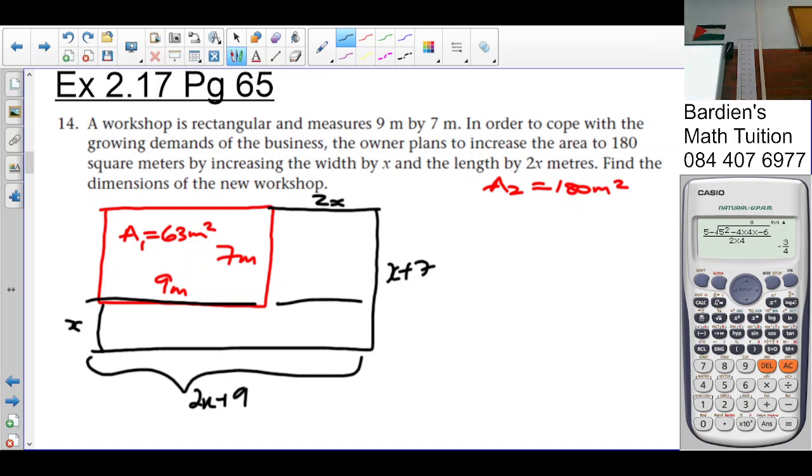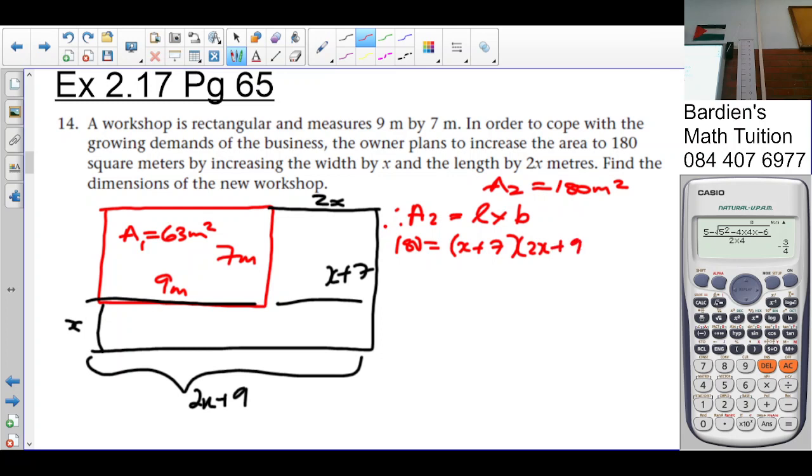So the area 2 is given as 180 meters squared. So we can set up our equation. Therefore, put this on the inside. The area of the second piece is going to be, how do you calculate area? Length times breadth, not so? So it's going to be 180 is equal to (x + 7)(2x + 9).